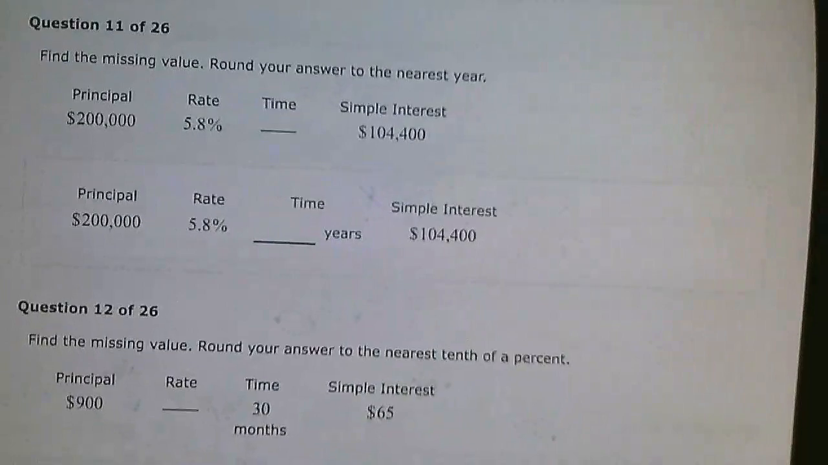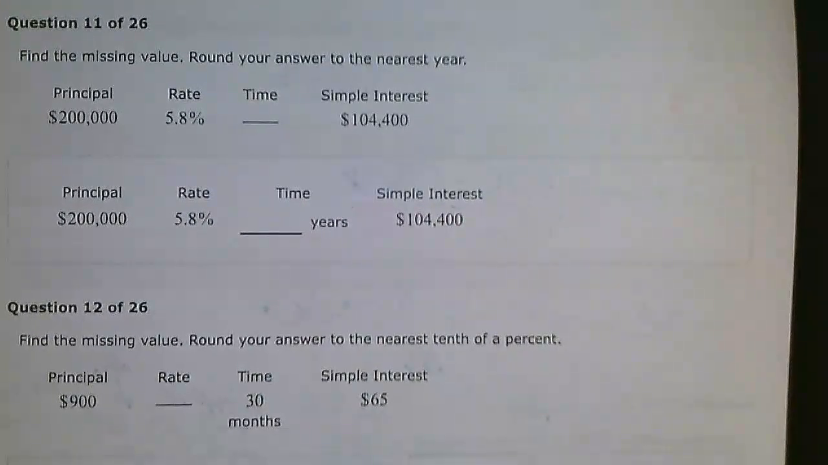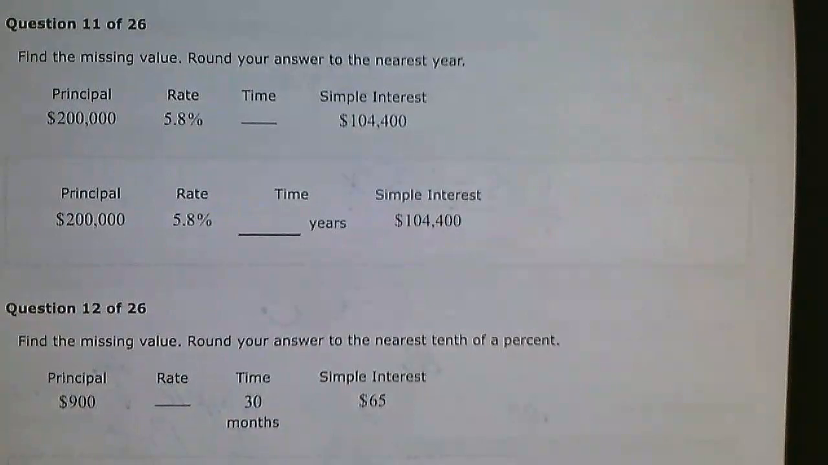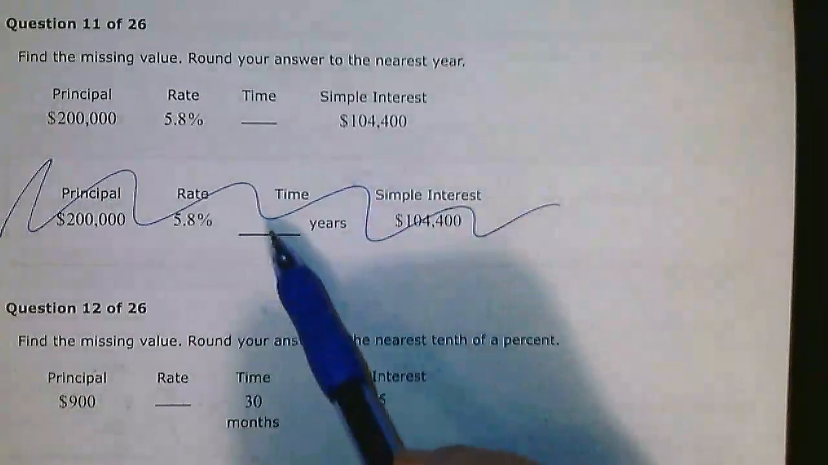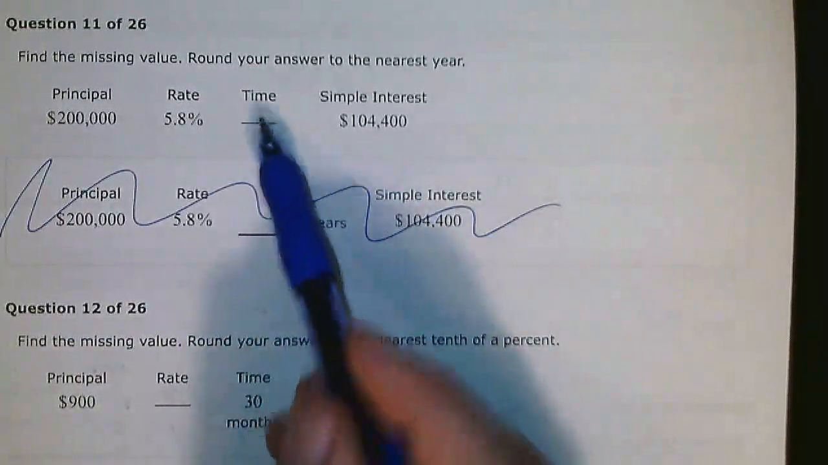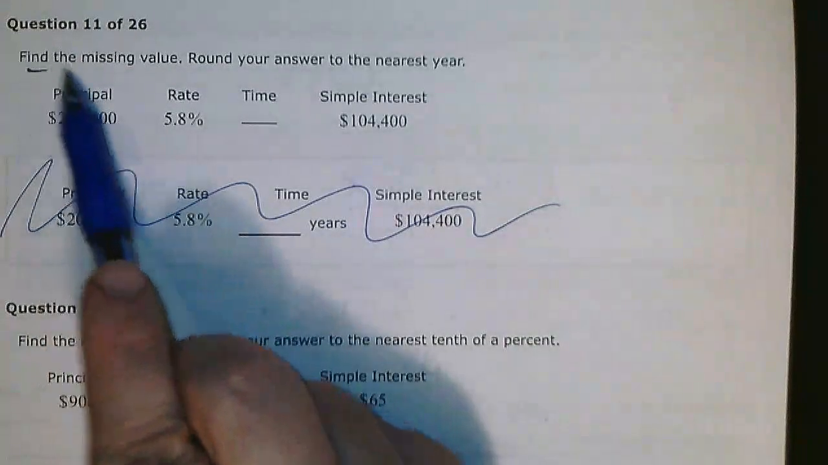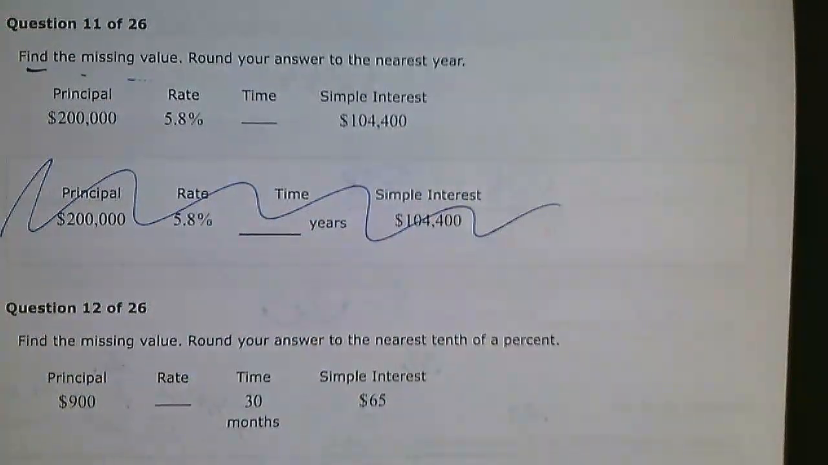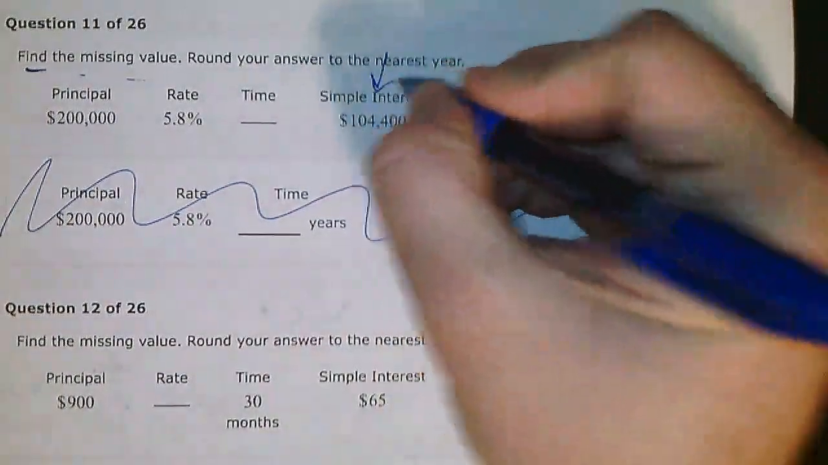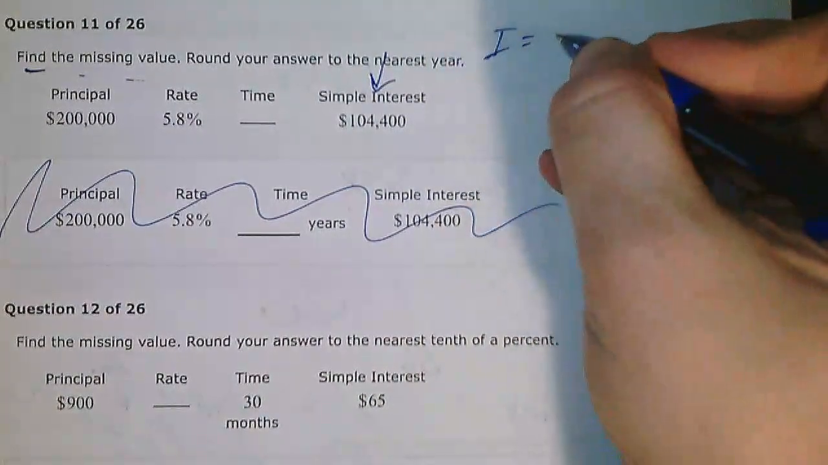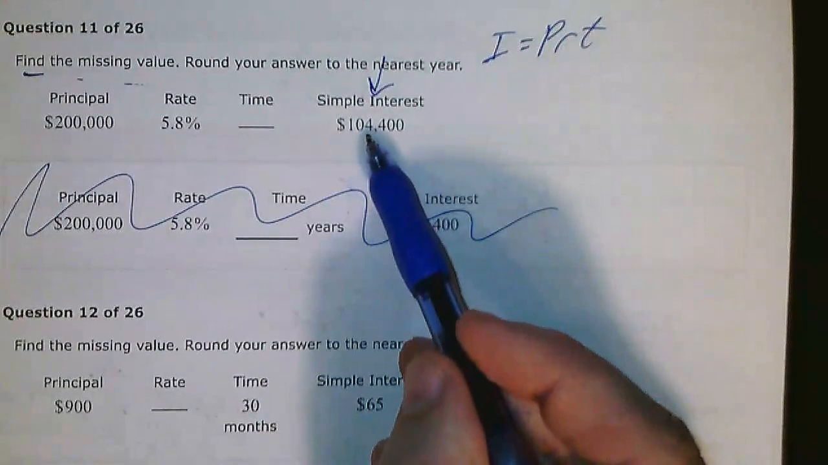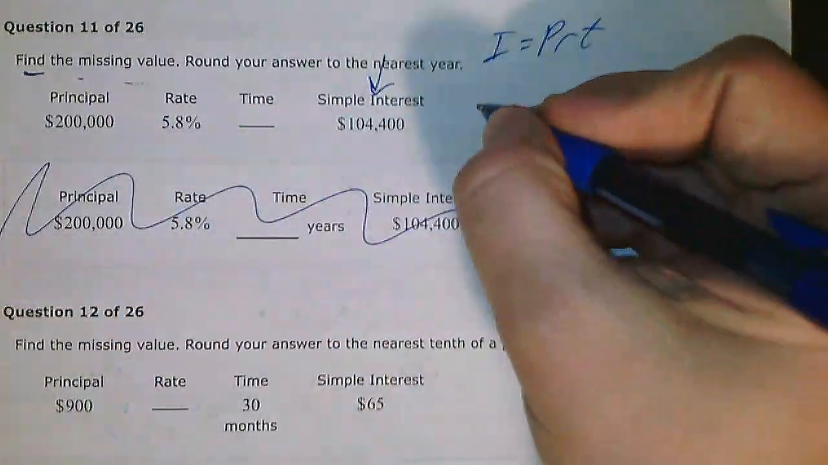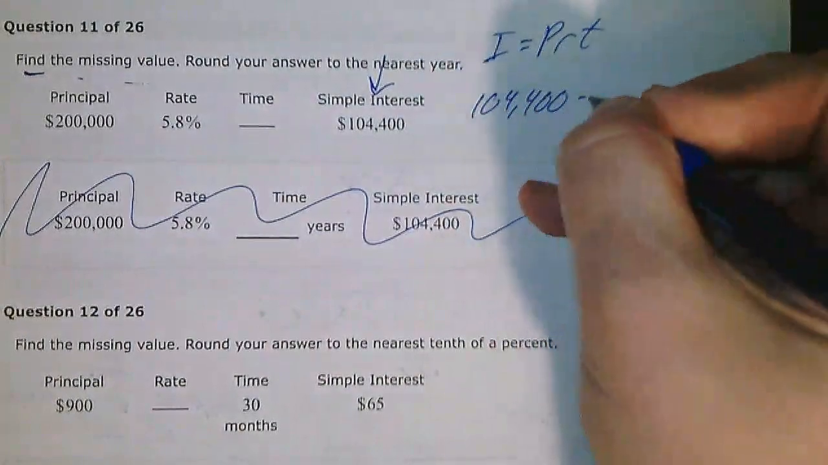Number 11. So it just repeats the question below, but we're just filling in this answer blank right here. Find the missing value. Round your answer to the nearest year. So again, it tells you which formula we're using. We are using the simple interest. And it gives us the simple interest. We're not solving for I. We are given the value for I.